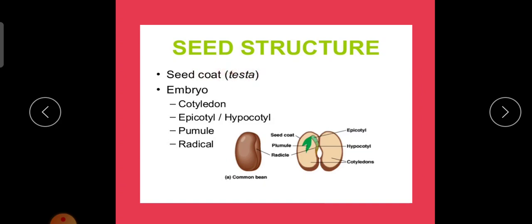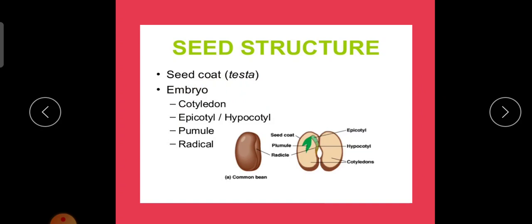Another part of a seed is known as the embryo. After production of a seed in any plant, the embryo in its seed is known as the dormant embryo. This dormant embryo is also known as the sleeping embryo. The embryo consists of cotyledons.